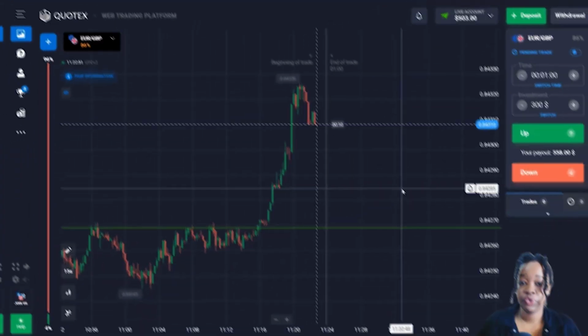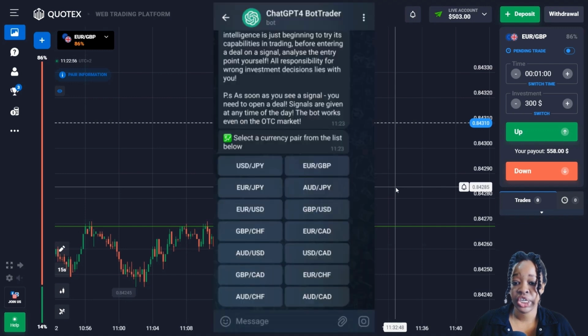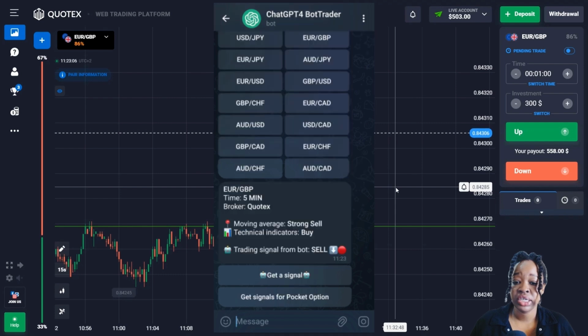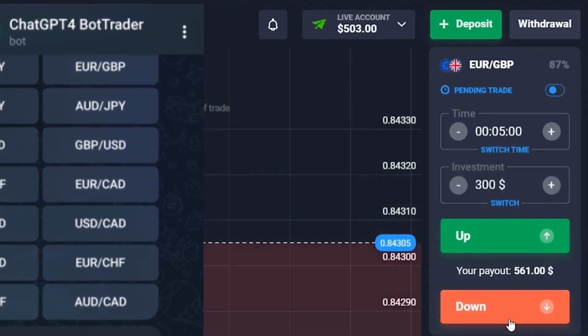Let me get started. So friends, in order to use the signals, I will go to the Telegram channel to the bot Chatgpt4, and here it gives me a list of currency pairs to choose from. I'm going to choose and click on the one on which I want to receive the signal. Immediately after that, you can see the bot sends me further instructions, and here it offers me to open a deal for 5 minutes for a decrease. So I'm going to follow the specified conditions and set the time for 5 minutes and press the red button.